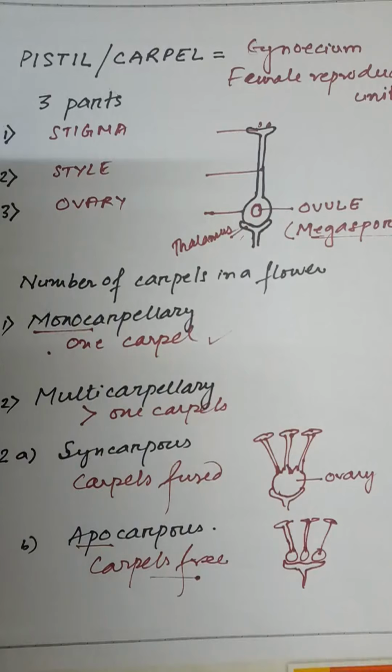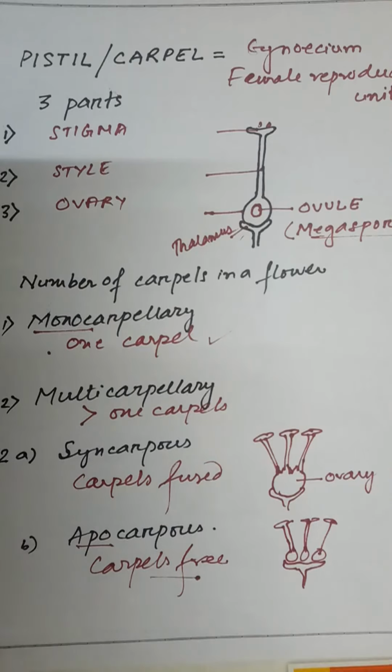Students, today we'll be dealing with two topics. The first will be the structure of the female reproductive part, that is about the pistil, also called carpel. Pistil or carpel together forms the gynoecium, and next we'll be talking about the structure of a megasporangium, or simply called ovule. Let us begin.